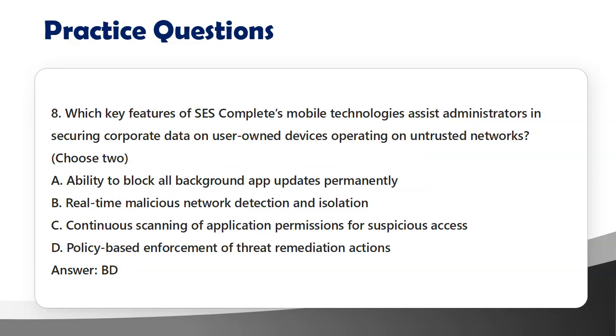8. Which key features of SES Complete's mobile technologies assist administrators in securing corporate data on user-owned devices operating on untrusted networks? Choose 2. A. Ability to block all background app updates permanently. B. Real-time malicious network detection and isolation. C. Continuous scanning of application permissions for suspicious access. D. Policy-based enforcement of threat remediation actions. Answer: B, D.